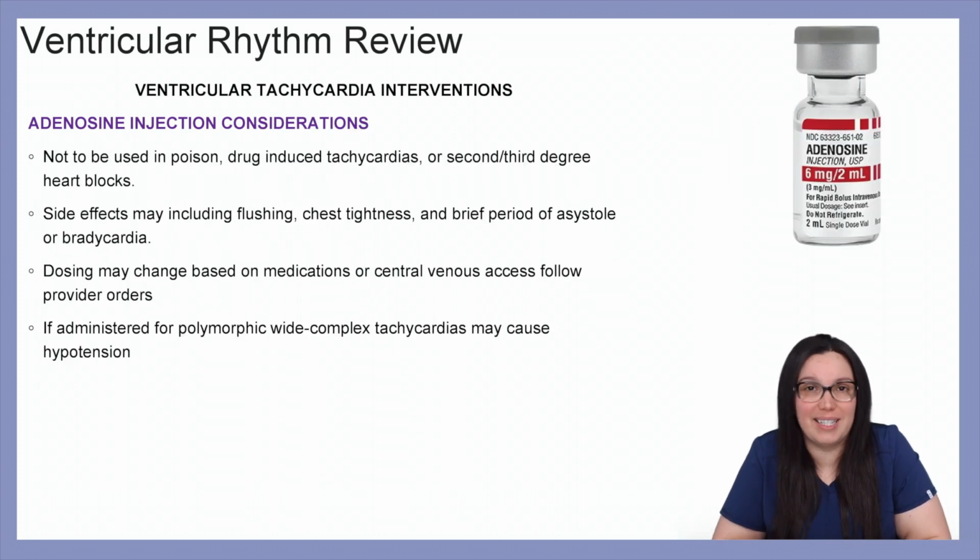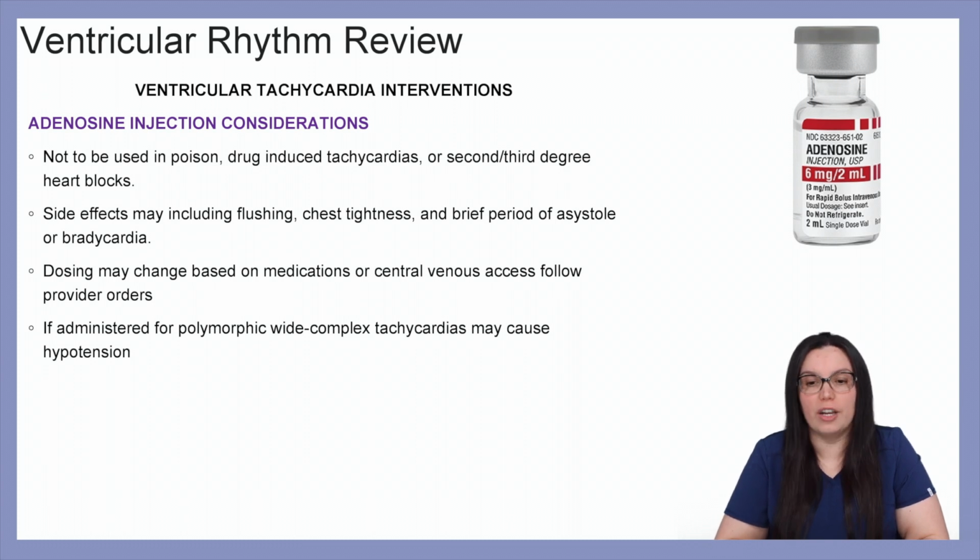So some important considerations when giving adenosine is it's not to be used in poisoned, drug-induced tachycardias or 2nd and 3rd degree blocks. This will actually make it worse. Side effects may include flushing, chest tightness, and a brief period of asystole or bradycardia. Of course, we're going to see that brief period. This is what adenosine does, right?